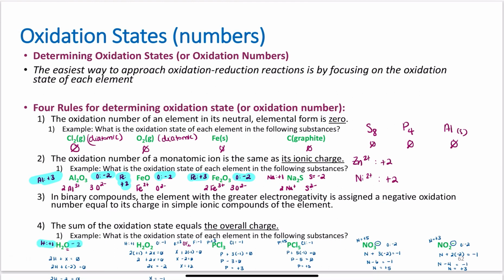Hydrogen plus 1, oxygen minus 2. Hydrogen plus 1, oxygen minus 1. Oxygen plus 2, fluorine minus 1. Phosphorus plus 3, chlorine minus 1. Phosphorus plus 5, chlorine minus 1. Nitrogen plus 5, oxygen minus 2. Nitrogen plus 3, oxygen minus 2.